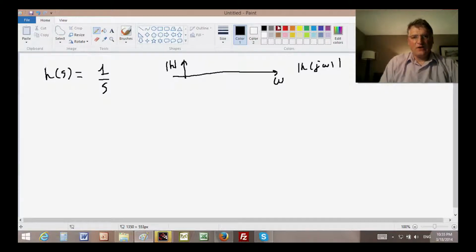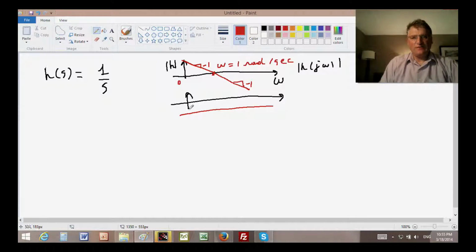So it looks like a line of negative slope -1 when we represent h in decibels and omega in decibels as well. And it crosses the 0 dB line at omega equal to 1 radian per second. Now the phase of h, we know, is equal to steadily -90 degrees.